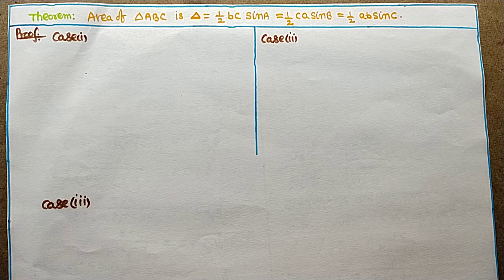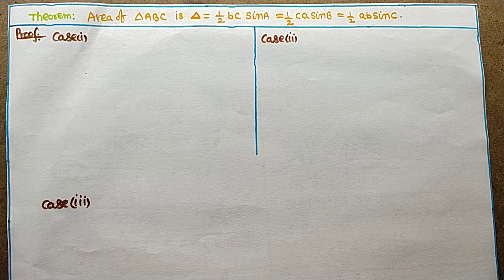which is equal to half CA sin B, which is equal to half AB sin C, where small a, b, c are lengths of the sides of the triangle and capital A, capital B, capital C represent the angles of the triangle. Now, we will prove this theorem by taking the three cases.